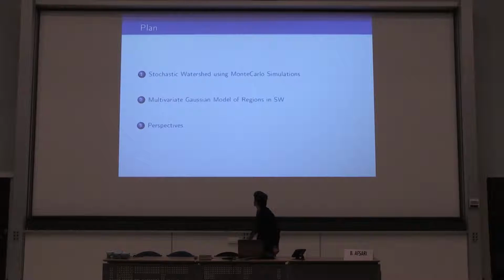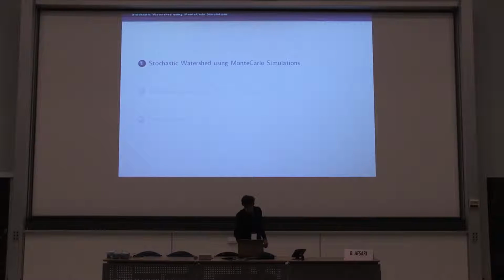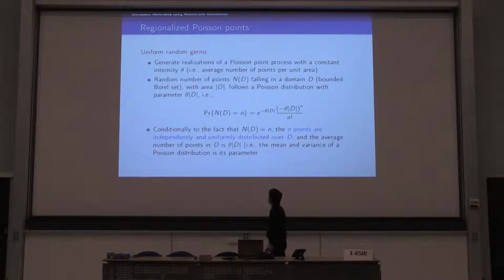Okay, so before introducing the contribution of this work, let me give you a very brief reminder of how the stochastic watershed works using Monte Carlo simulations. The first ingredient we need for that is the notion of random markers, which will be used for the segmentation. We will use as markers a Poisson point process, which in the case of a uniform density of the process is equivalent to simulating the points independently and uniformly on the domain of the image.